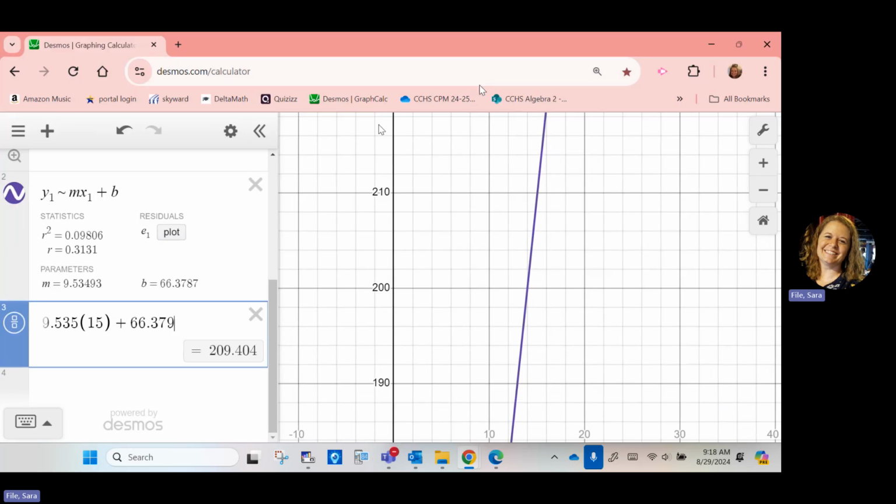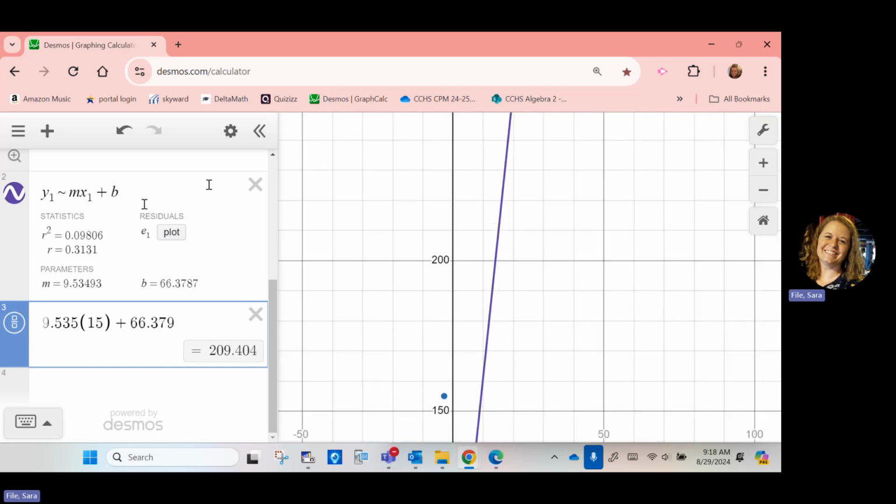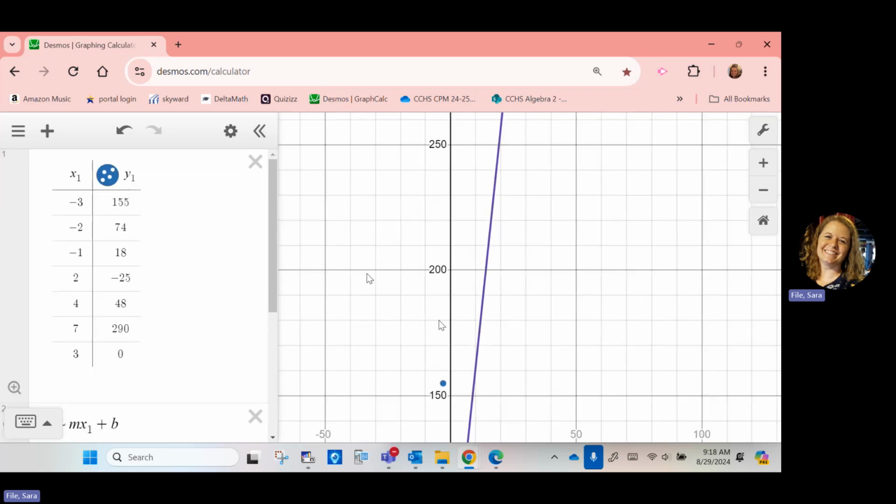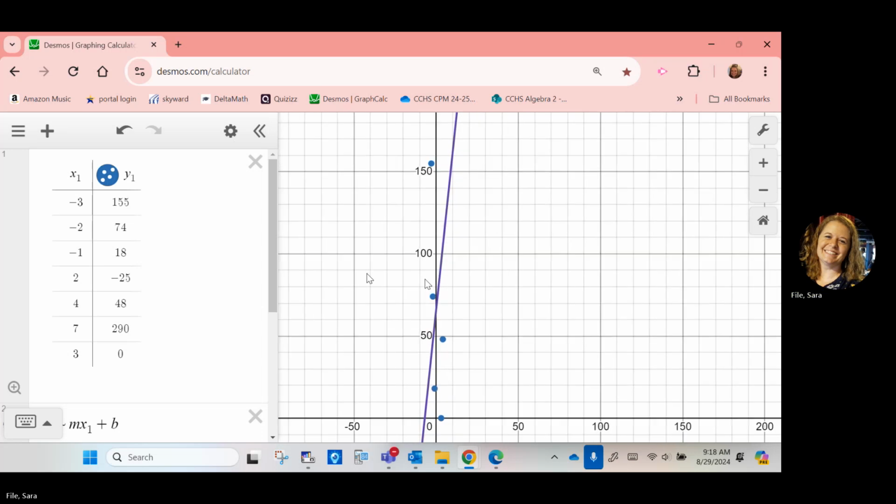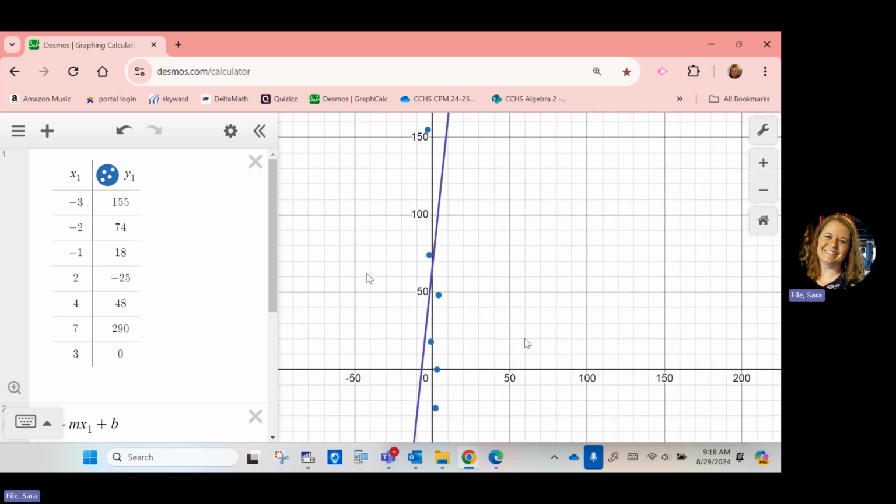Let me make this full screen real fast. Okay, so let me zoom out because those numbers from our table were here. So you can see the scatter plot that it created with the data points. And then look at this line of best fit that it created with our linear regression. That doesn't go through many of those points, does it? That does not look like a great fit.